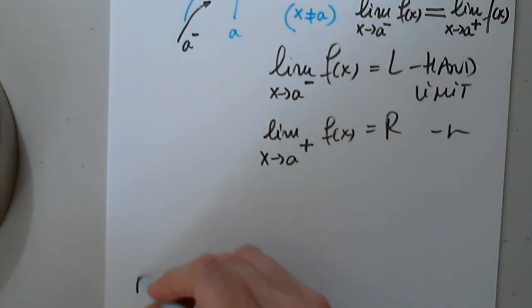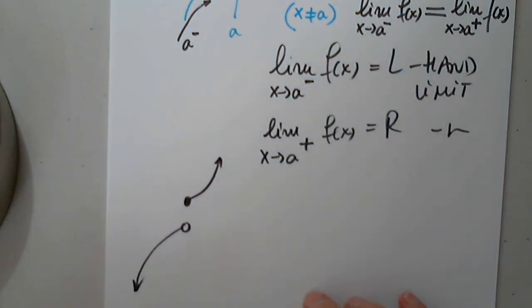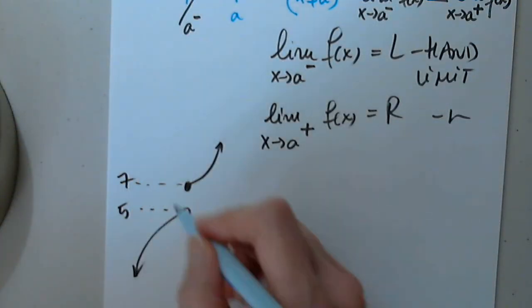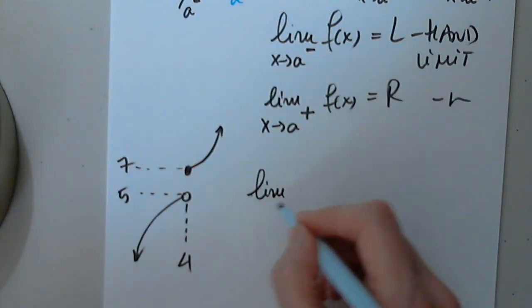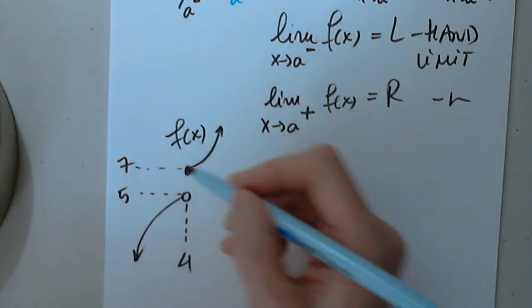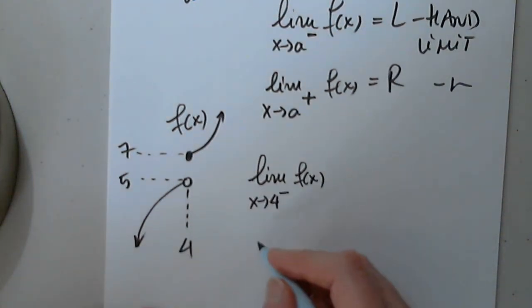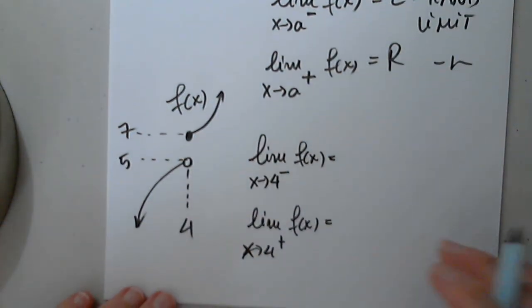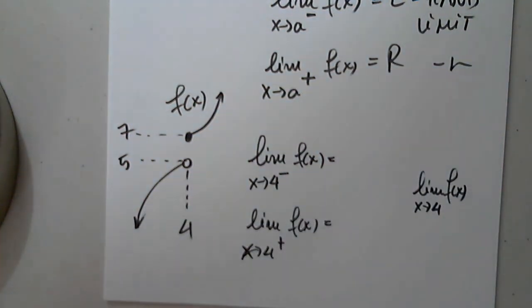So, of course, now you know what follows. What do you think about this? What does the limit of this function, this is my f of x now, as x approaches 4 from the left equal to? What does the limit of this function as x approaches 4 from the right equal to? And then the conclusion for the limit of f of x as x approaches 4 from either side.